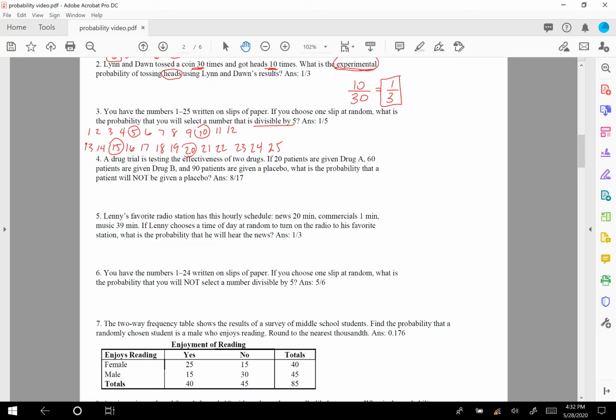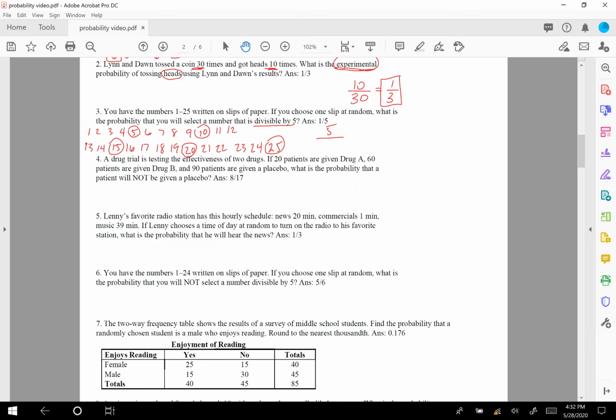And then 20. And then also 25. So I've gone through and I've circled all the numbers that I can divide by 5 and get a whole number, okay? So no decimals or anything like that. And there's 1, 2, 3, 4, 5. So there are 5 desirable outcomes. 5 numbers out of this list that I can divide by 5.